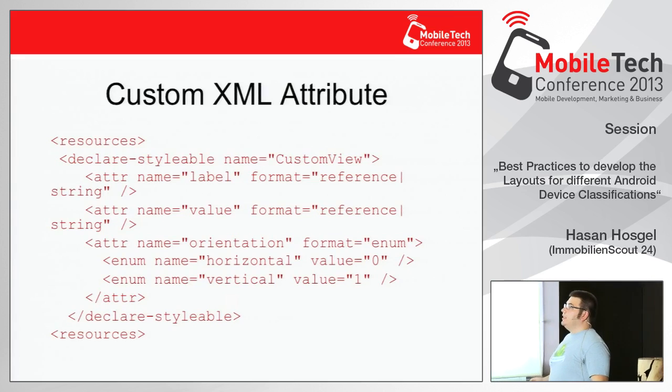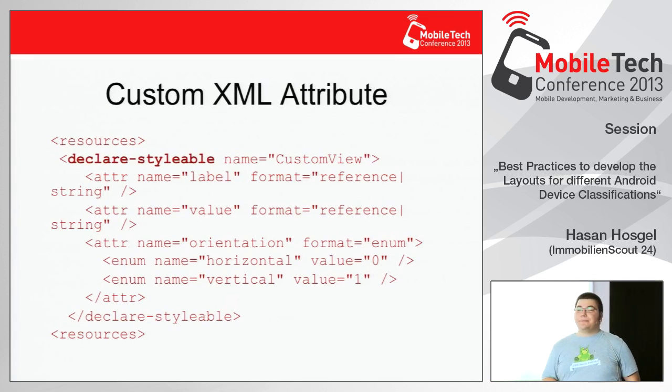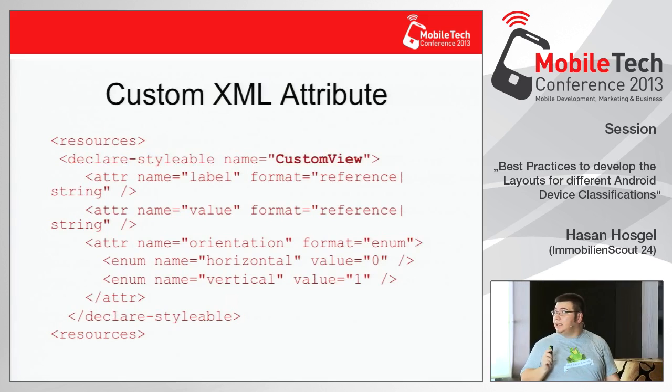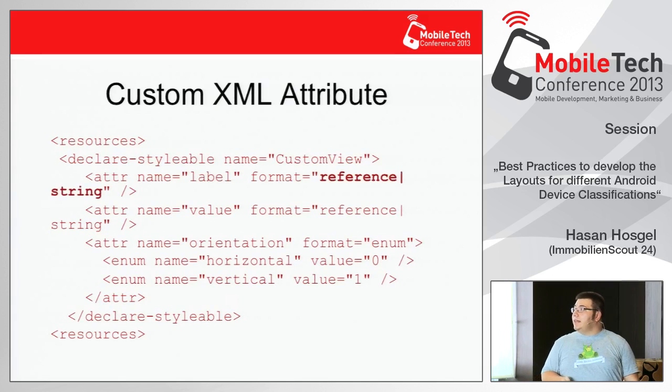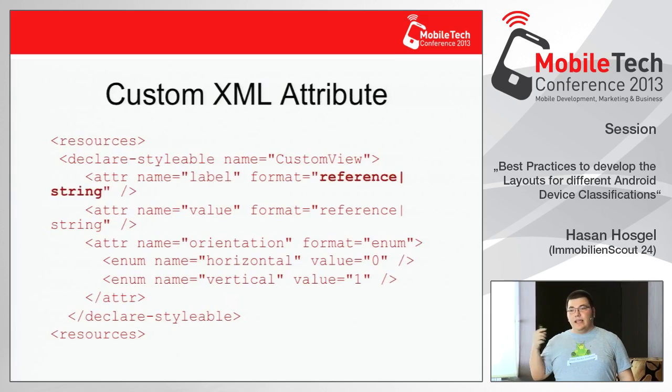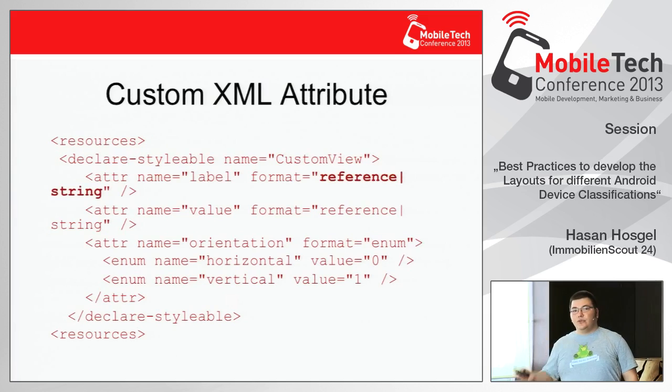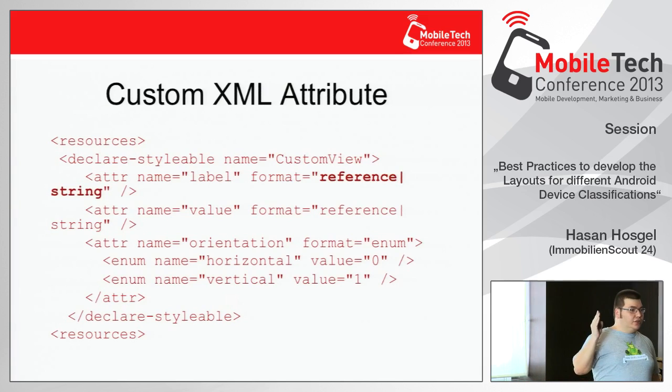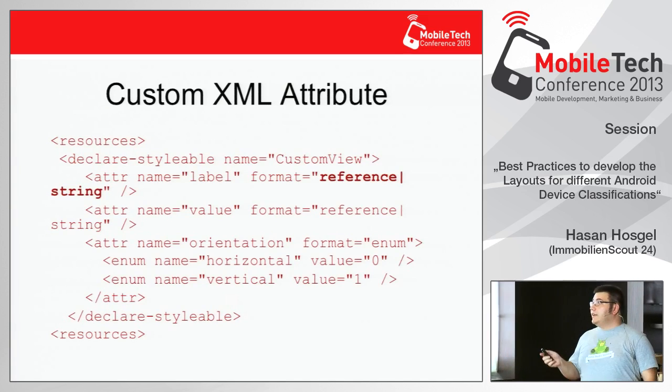Therefore, you just have to declare a styleable in your resource folder, give it a name which you want to use later in the code again to find it. Then you define an attribute, give it a name, and now you can define a format. The format is, like all resources in Android: you can say string, integer, drawables, layouts, as well as reference.